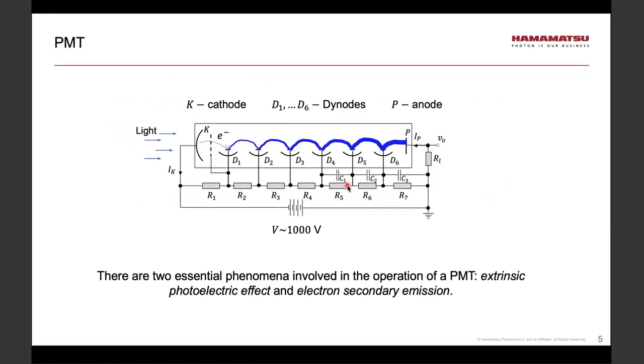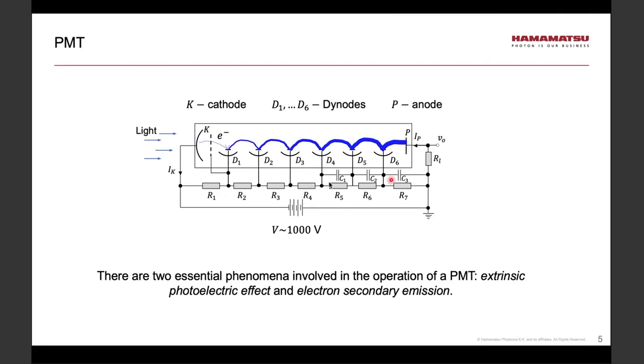So what you see on this screen is a cartoon version of the PMT structure. It contains three essential parts or components. The photocathode, symbolized with letter K, and then a sequence of dynodes, symbolized with letter D. D1, D2 means the first dynode, second dynode, etc. And finally, one more essential component, P, stands for an anode.